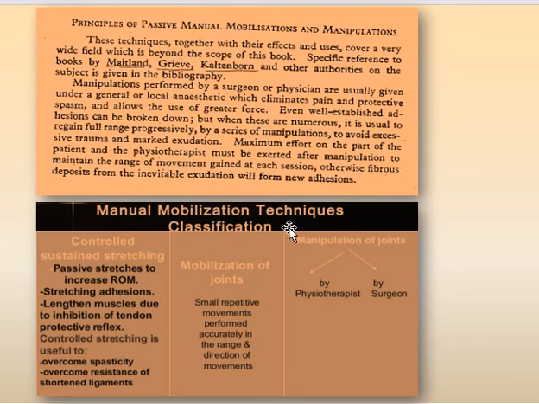Manipulation and manual mobilization techniques, classification: controlled sustained stretching, passive stretching to increase range of motion, stretching adherence, lengthen muscles due to inhibition of the protective reflexes. Controlled sustained stretching is used to overcome spasticity and overcome resistance of the shortened ligament. Mobilization means small, petty movements performed accurately in the range and direction of the movements. And manipulation, as you know, is performed by the physiotherapist and by the surgeon under anesthesia.